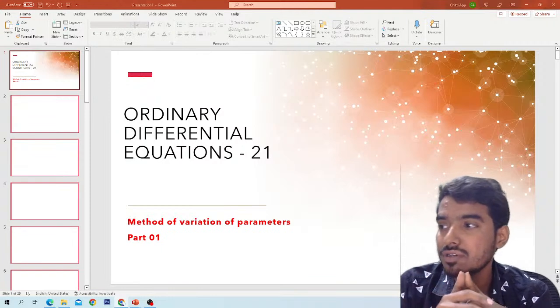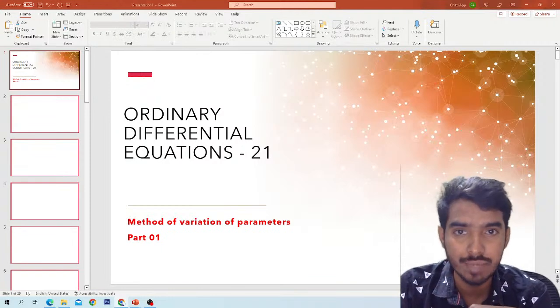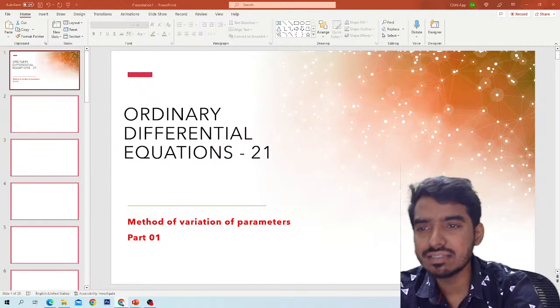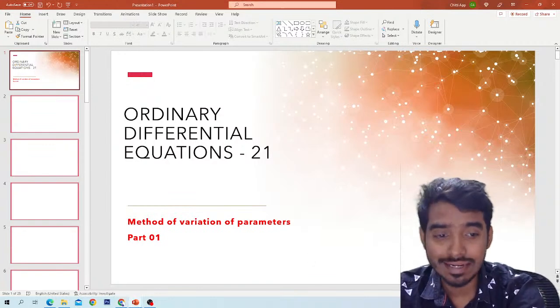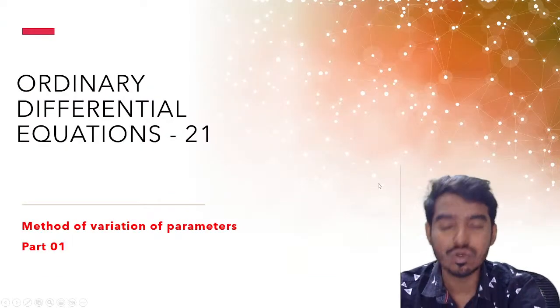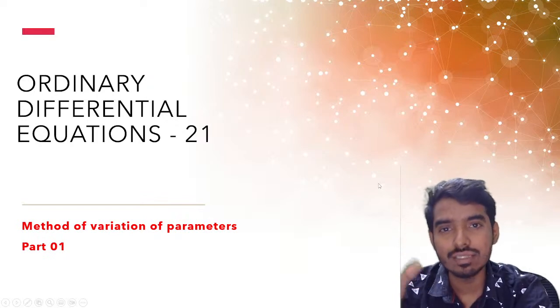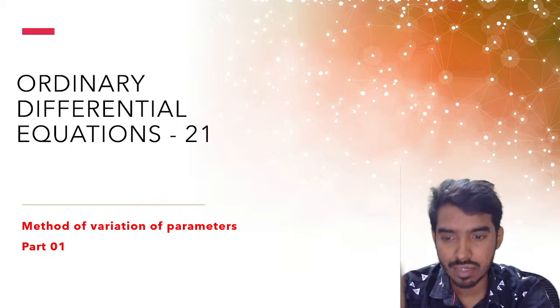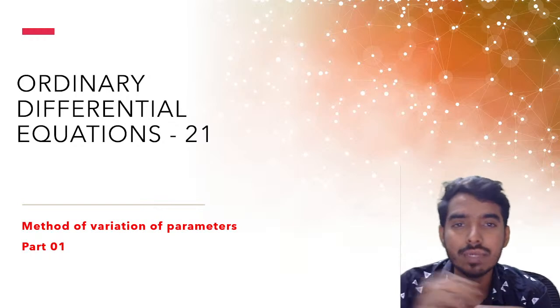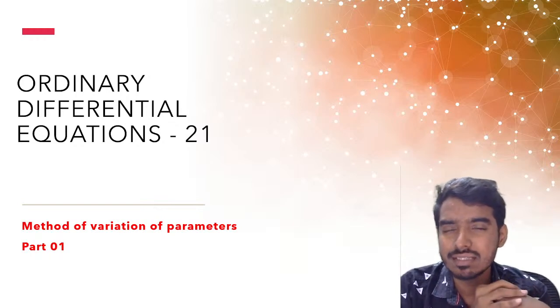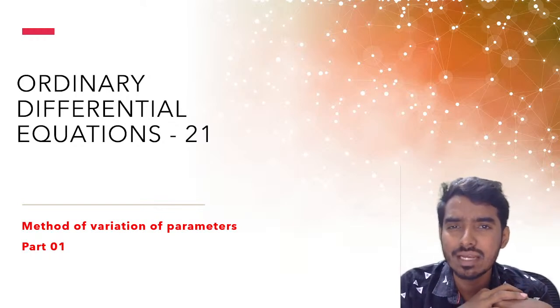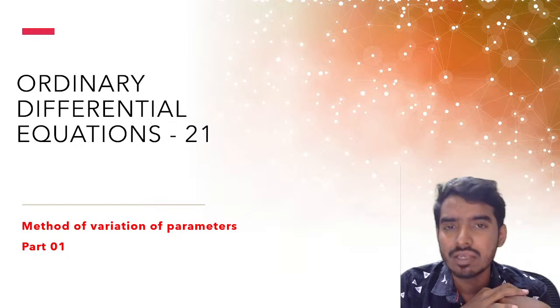Now in this class, we're going to see the method of variation of parameters. Again, it is very easy. You just have to understand the procedure, that is, the working rule. If you understand the working rule, then you can do any problem. Now, when to use the method of variation of parameters? In the question itself, they will say solve by the method of variation of parameters.